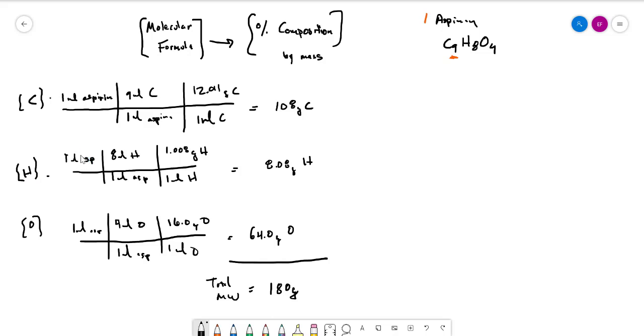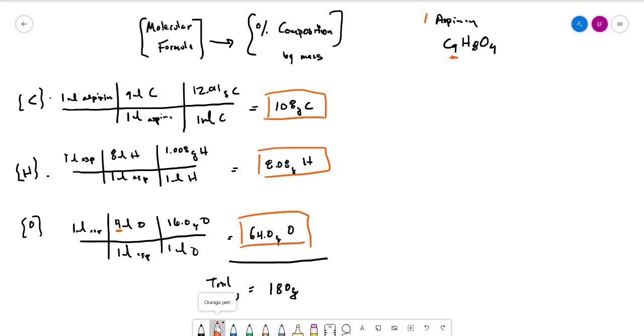So for 1 mole of that aspirin, we've got 8 moles of hydrogen in this case. Each mole of hydrogen weighs 1.008 grams. So that equates to this 8.08 grams of hydrogen. We've got 108 grams of carbon. Same thing for oxygen. This is a 4 here if you can't read that. That gives us 64 grams of oxygen.